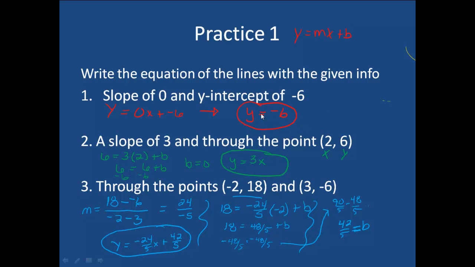On this first one here, I gave you a slope and I gave you the intercept, so you plug them right in for your m and for your b. And when you take 0 times x, that turns out to be 0. So all you're left with is y equals -6.